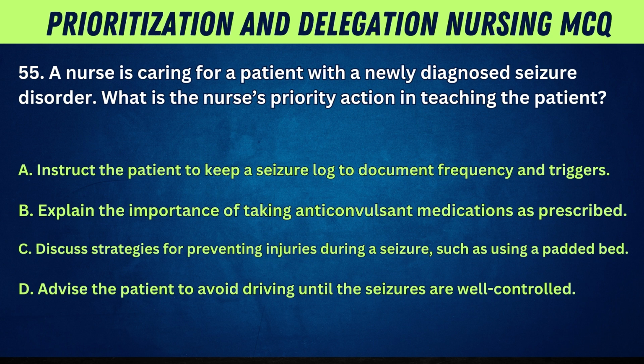55. A nurse is caring for a patient with a newly diagnosed seizure disorder. What is the nurse's priority action in teaching the patient? A. Instruct the patient to keep a seizure log to document frequency and triggers. B. Explain the importance of taking anticonvulsant medications as prescribed. C. Discuss strategies for preventing injuries during a seizure, such as using a padded bed. D. Advise the patient to avoid driving until the seizures are well controlled.